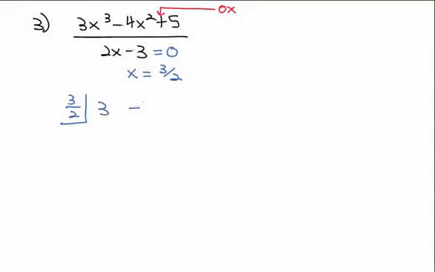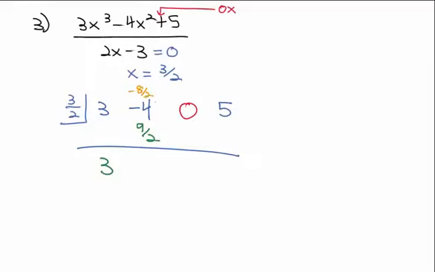So we've got 3, negative 4, 0, don't miss the 0, 5. Bring the 3 down. And now we have to deal with fractions, but the idea is the same. Remember, that's 3 over 1, so 3 times 3/2 is 9/2. To add, we'll make the 4 have a common denominator. It's going to be negative 8/2. So negative 8 plus 9 is 1/2. Times 3/2 is going to be 3/4. 3/4 plus 0 is just 3/4.